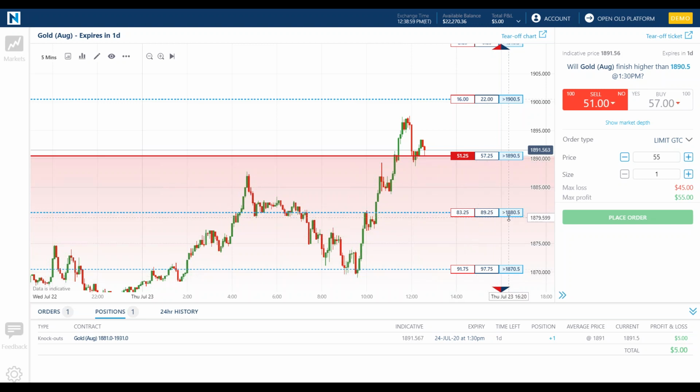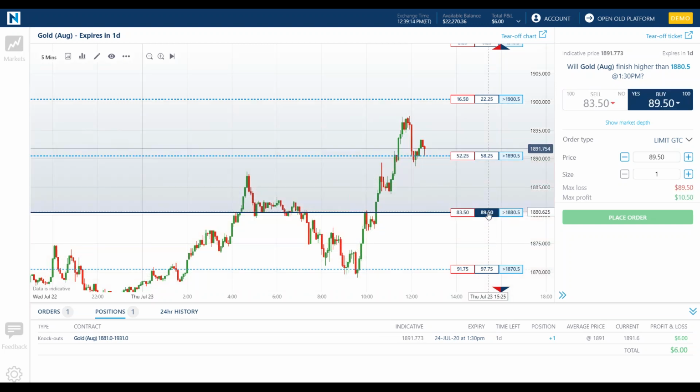So you'll notice all the way down here at 1880.50, the market is currently pricing it at 86% probability of being true. That's a pretty high probability. If you think it's definitely going to stay above here and you were to buy one for 86, so let's just click this and put in 86, I think it is definitely going to stay above 1880.50. I don't think there's any way it's going to settle below there in one day. That's your opinion.